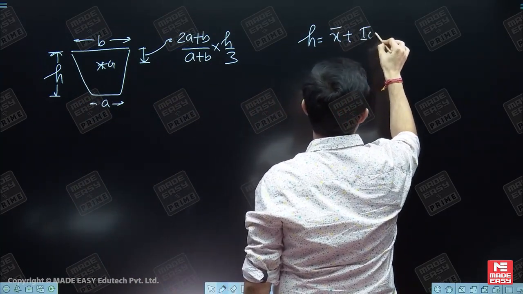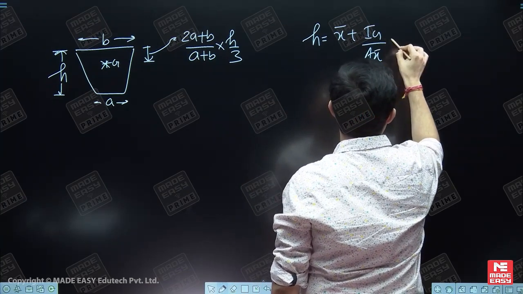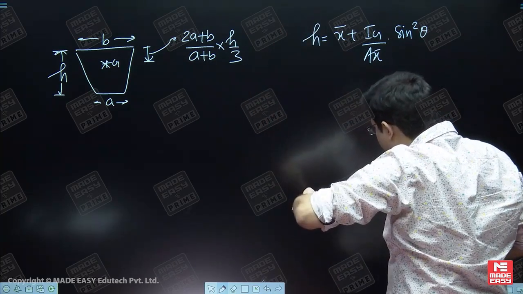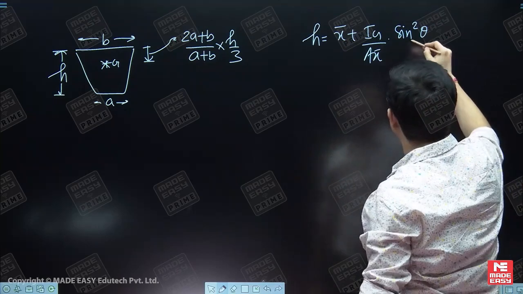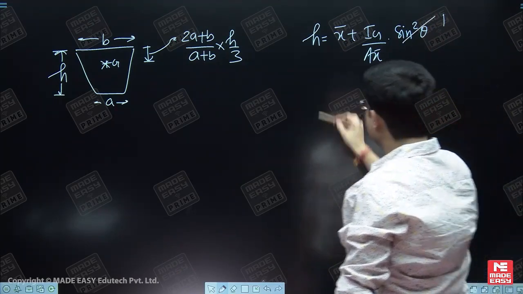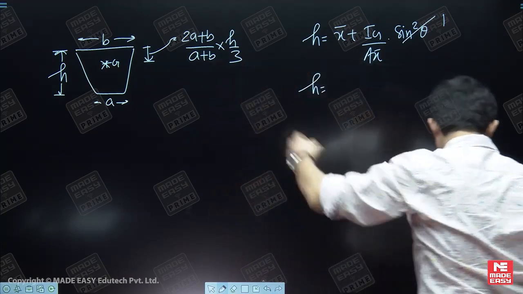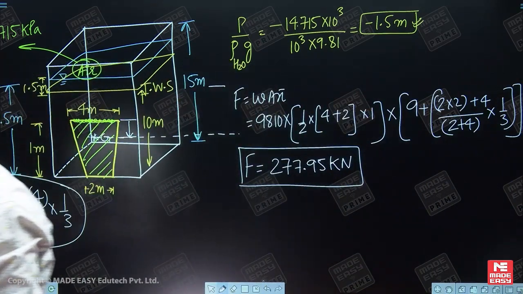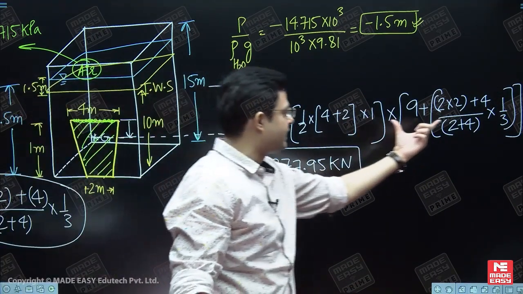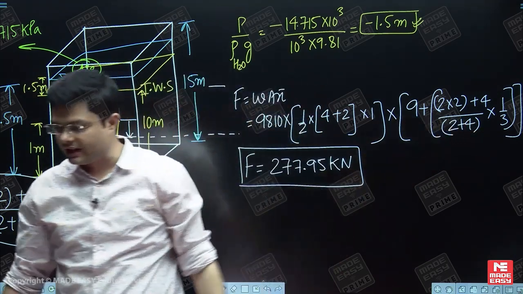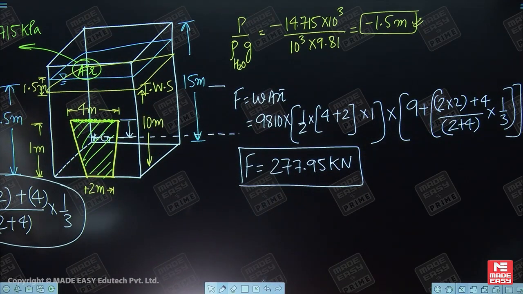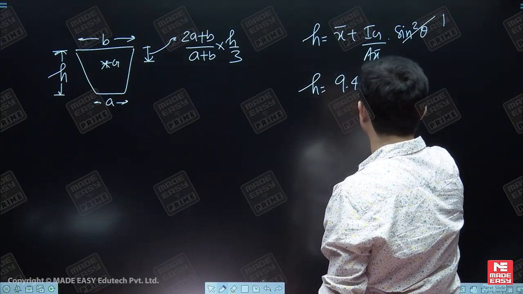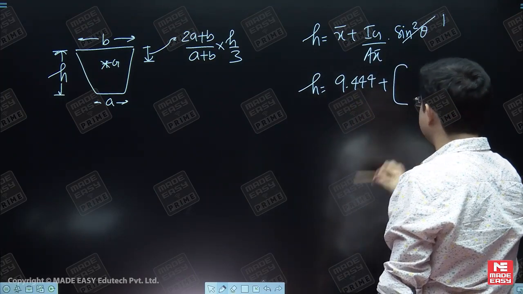X bar plus Ig divided by A x bar into sine square theta. My dear students, it's a vertical gate to the free surface, so theta is going to be 90, so sine square theta is going to be 1. So the h value will be equal to x bar. What is the distance of x bar from the free surface? This much is the distance. When you calculate this distance, this will come out to be 9.444. Plus Ig.